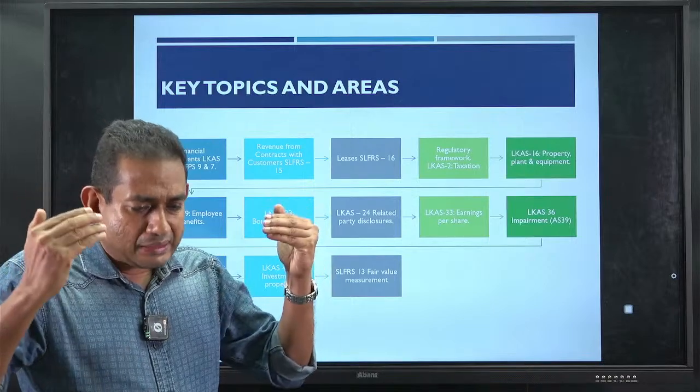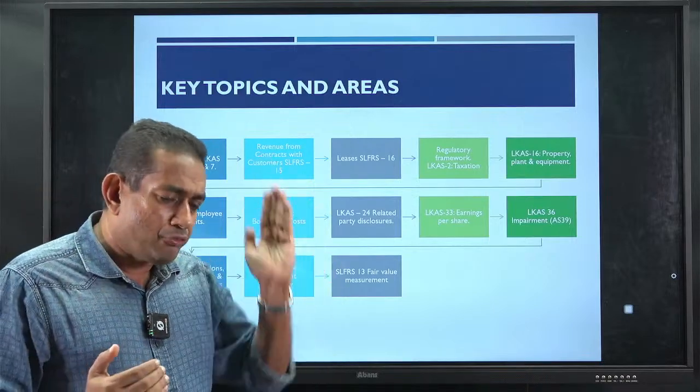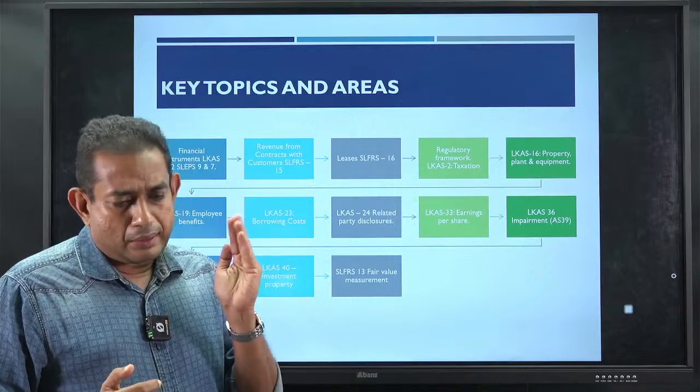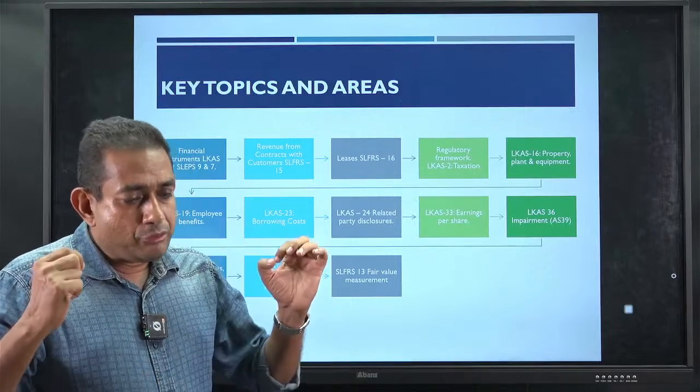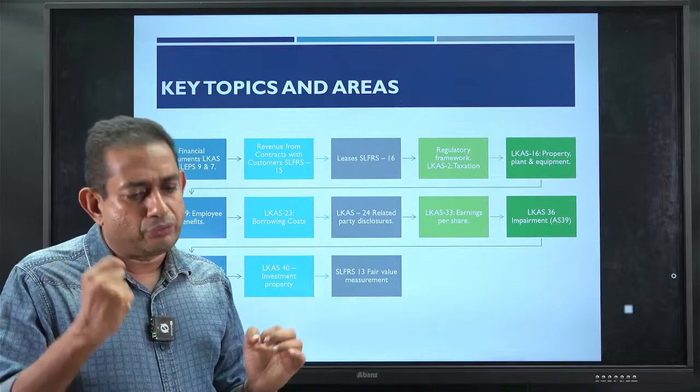There's a definite question from ethics starting from 2020 December. Under the existing curriculum, the very first exam was held in 2020 December.